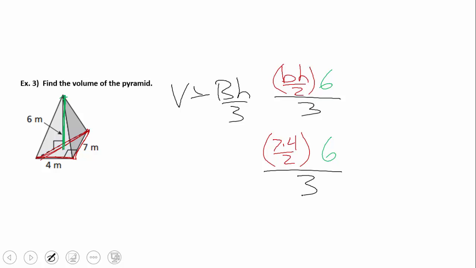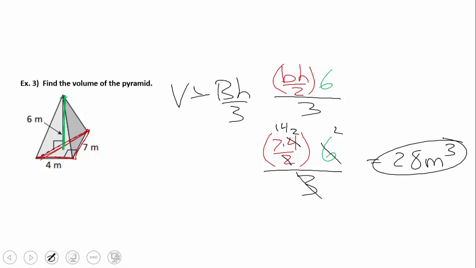Now we could simplify in certain places if we wanted to. We can go right here. That goes in there 2 times. So 7 times 2 is 14. And then we can go right here. 3 goes into 6 2 times. And 14 times 2, that would give us 28. And that's meters. And that's cubed.